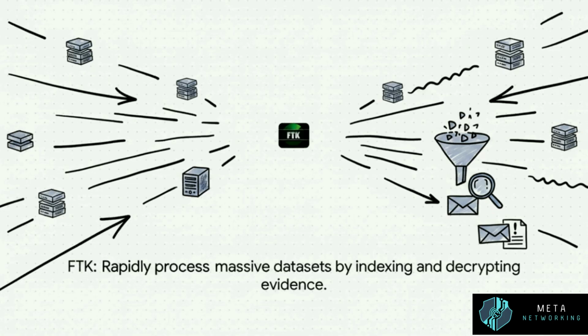Think about it. In a major corporate breach, investigators could be looking at terabytes of data from dozens, if not hundreds of servers. Speed is absolutely everything. FTK is built to just tear through all that evidence, indexing it so you can find that one critical email or that one hidden file before the trail goes cold.